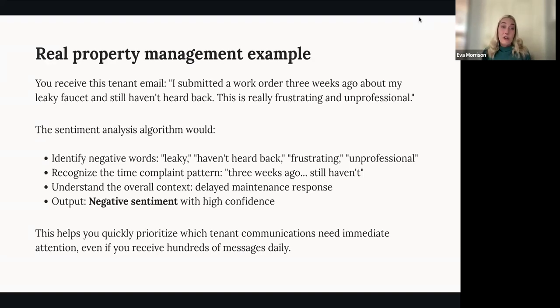The sentiment analysis algorithm actually goes in, finds those negative words like leaky, haven't heard back, frustrating, and can even go a step beyond that to pull out more advanced patterns around time complaints. It can say, okay, 3 weeks, that's actually a significant amount of time here. Still haven't, that alludes to the fact that this has not been addressed yet. And it understands the overall context and helps bucket this into a key category for us. So something like delayed maintenance response.